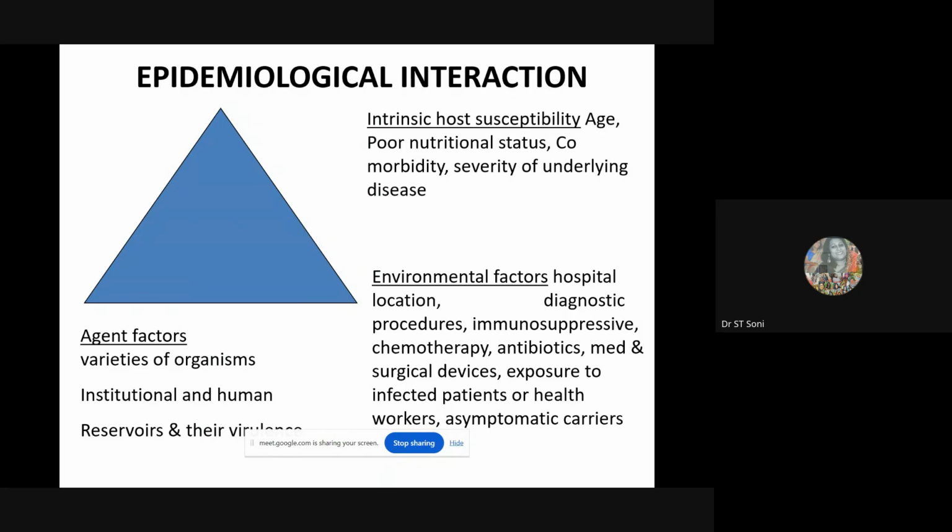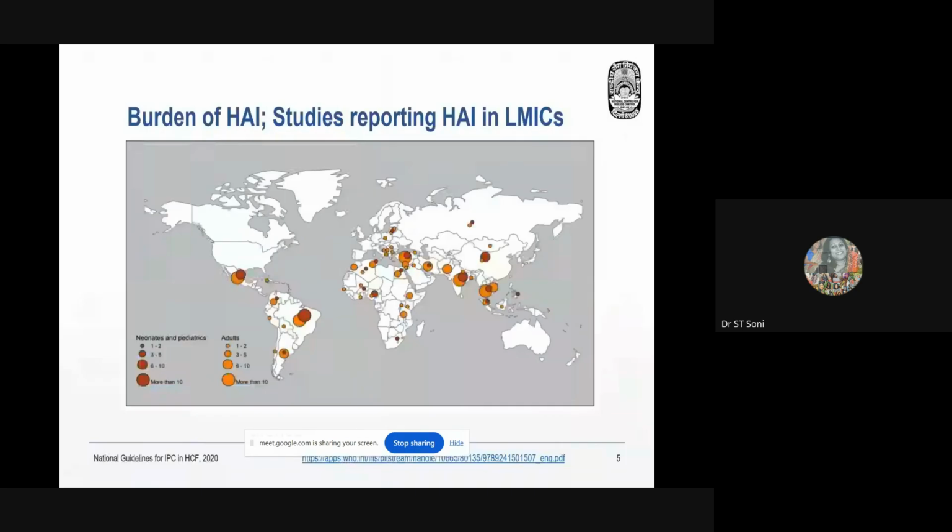Second is the agent factor. Various types of organisms, bacteria, virus, fungus, parasite, are all agents. These agents will infect the host. Environmental factors are the hospital's location, any chemotherapy going on, antibiotic therapy going on, any device you introduce, like a central line, or a patient on a ventilator. These make a conducive or favorable environment for infection to occur. So when these three parts of the triangle interact with each other, the healthcare associated infection occurs.